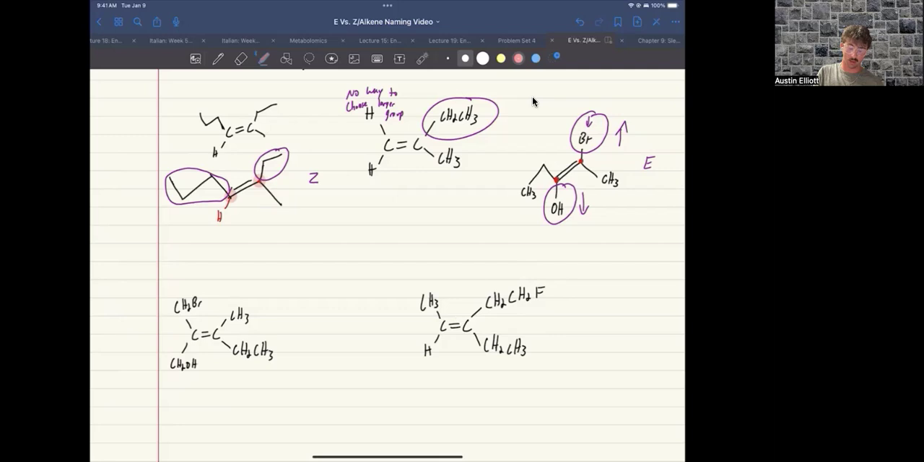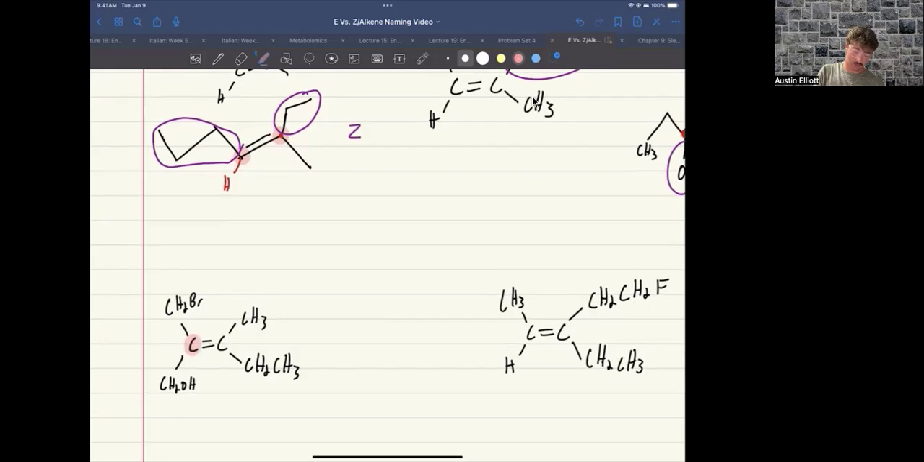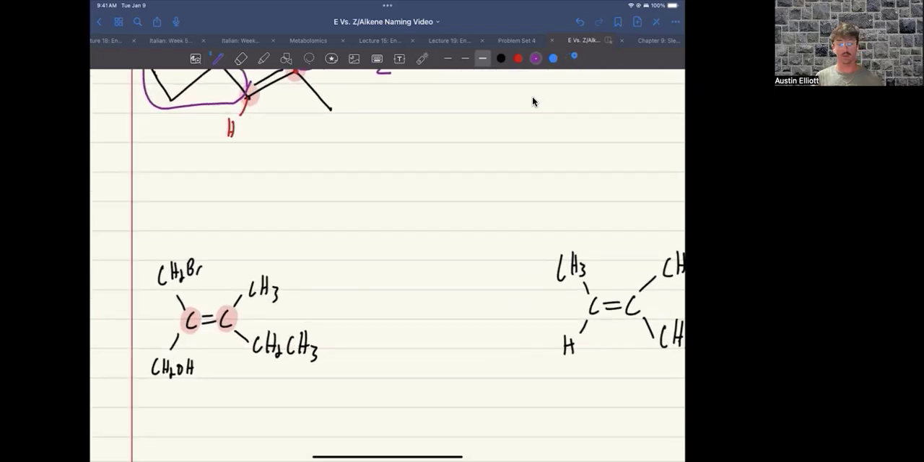So for this one, once again, we can circle or highlight our sp2 carbons here and here. This one's a little more complex, and we're going to have to look a little bit deeper at exactly what we have going on. So let's start with our right side since this was a little simpler on that side. On the right, we have CH3 and CH2, CH3. So our CH2, CH3 is going to win on the right side.